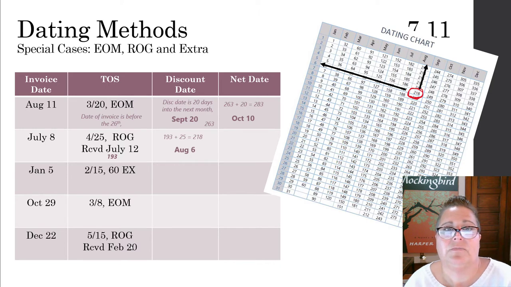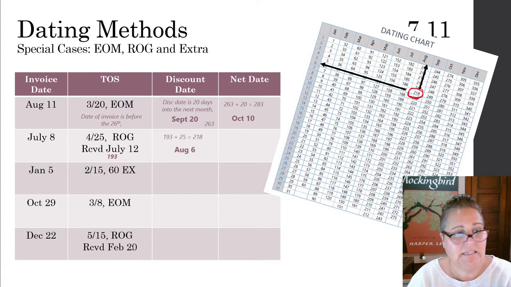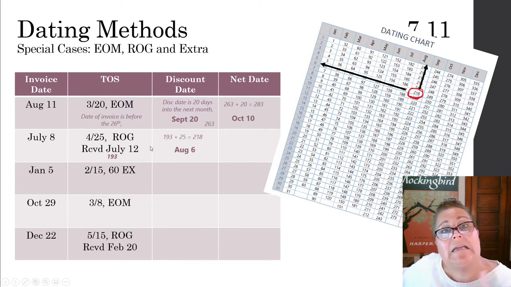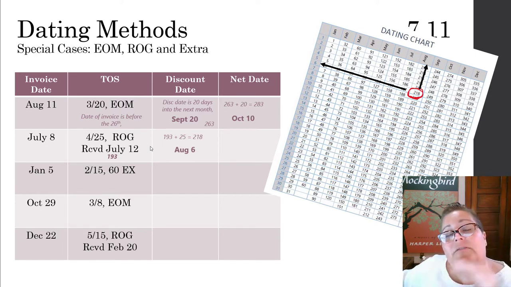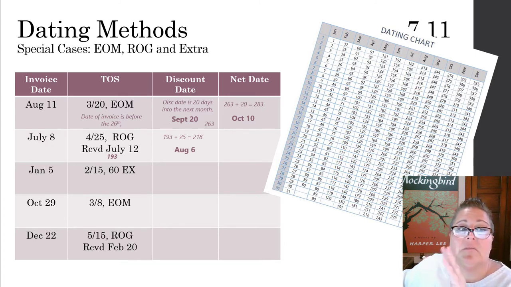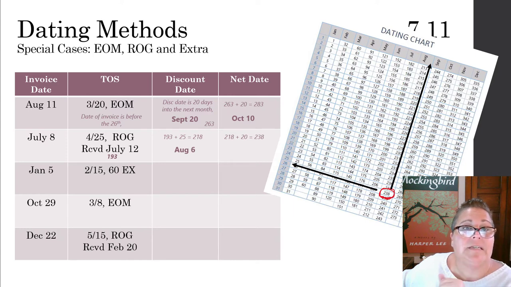When is the net due? This is a specialty dating. It's an EOM, ROG, or an extra. There's no net mentioned at all in this particular problem. When you don't see a net mentioned, you got 20 days. You got 20 days from the discount. So 20 days from August 6th. August 6th is day 218. I got 20 days from that. That's day 238. And that is going to be August 26th.